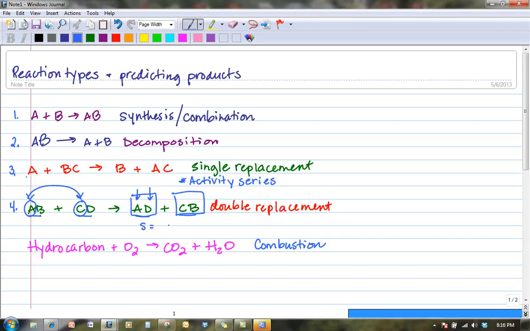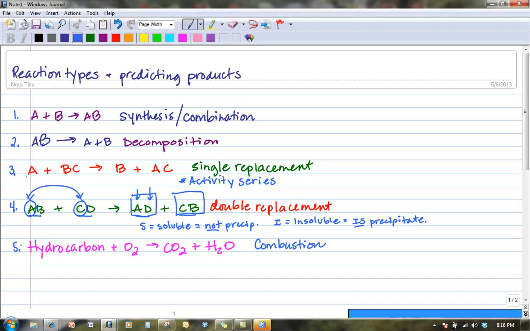If the letter is S, that means that it's soluble, which means that it is not a precipitate. But if where they meet is the letter I, that means that the compound is insoluble and it is a precipitate. So you want to look for the I's. The I's are the precipitate. The I's are the solids that come out of the solution.